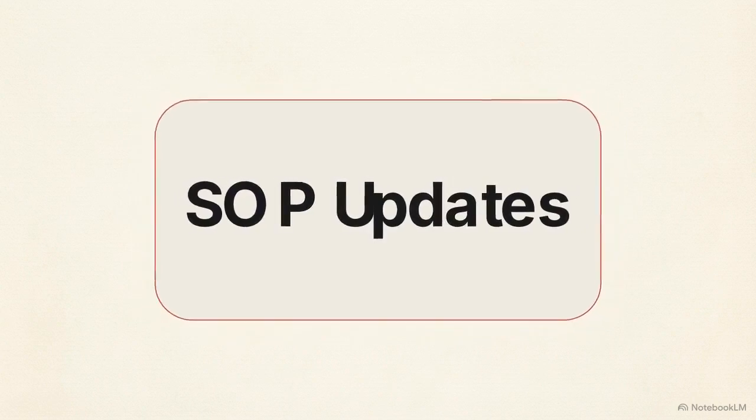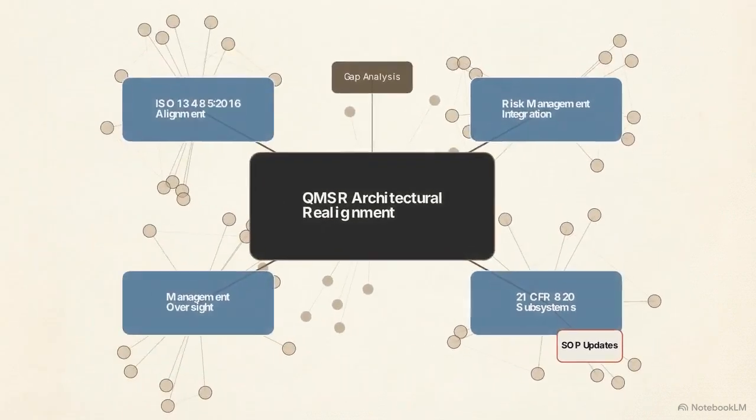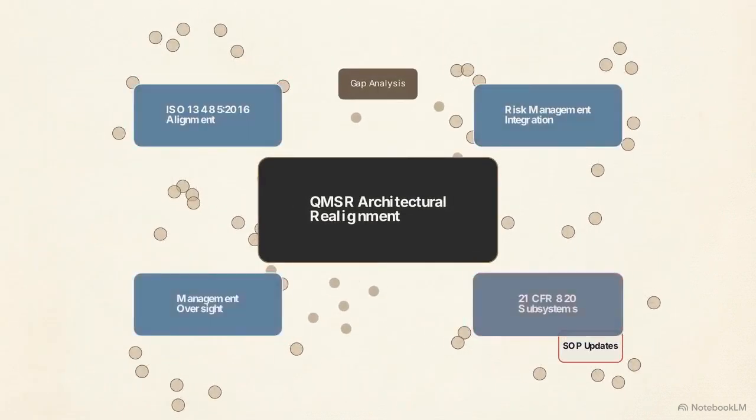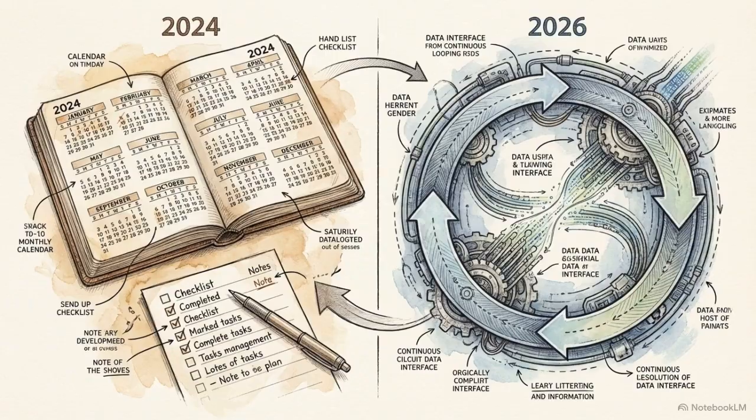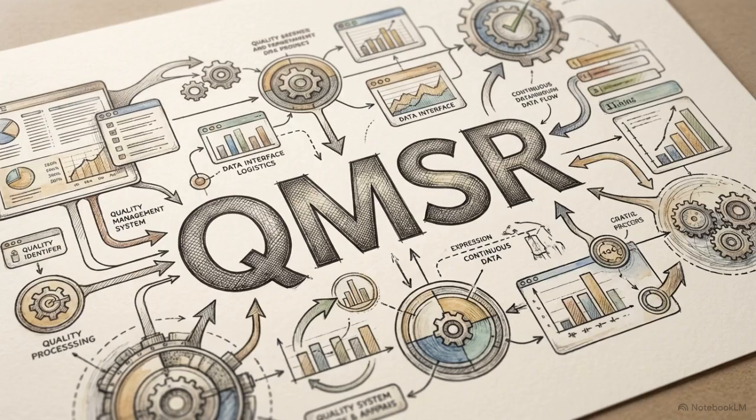Reducing this transition to a series of simple SOP updates overlooks the structural requirements of the new regulation. The 2024 Compliance Playbook lacks the real-time data loops and risk integration required to pass a 2026 inspection. This new regulatory framework is the Quality Management System Regulation, or QMSR.